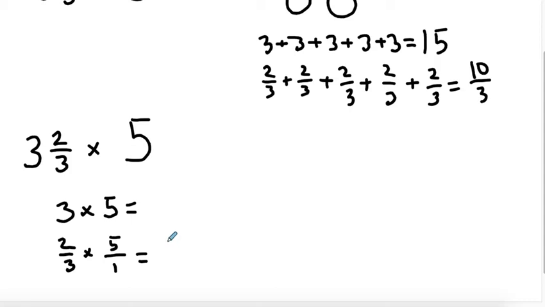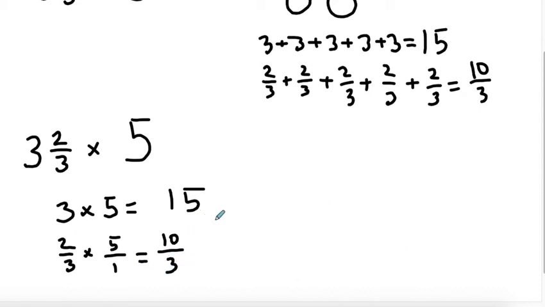So on the top, when I multiply 3 times 5, I get 15. And then down here, you might already know what we're going to get from what we did up here, because this 2/3 plus 2/3 plus 2/3 plus 2/3 plus 2/3 is the repeated addition version of this problem right here, 2/3 times 5. So on the top, 2 times 5 is 10. On the bottom, 3 times 1 is 3.